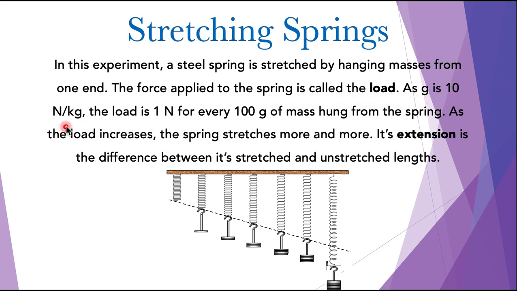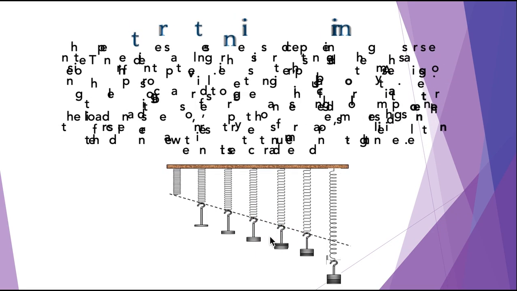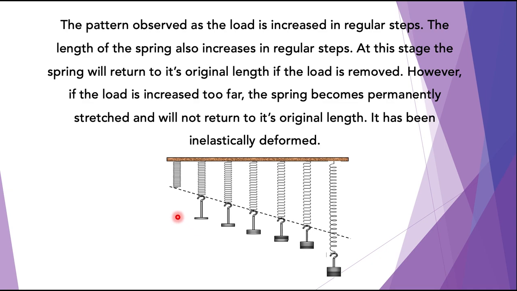As g is 10 newtons per kg, the load is 1 newton for every 100 grams of mass hung from this spring. So, as the load increases, the spring stretches more and more. Its extension is the difference between its stretched and unstretched lengths. So this is the pattern observed as the load is increased in regular steps. The length of the spring also increases in regular steps. At this stage, the spring will return to its original length if the load is removed. This is the original length.